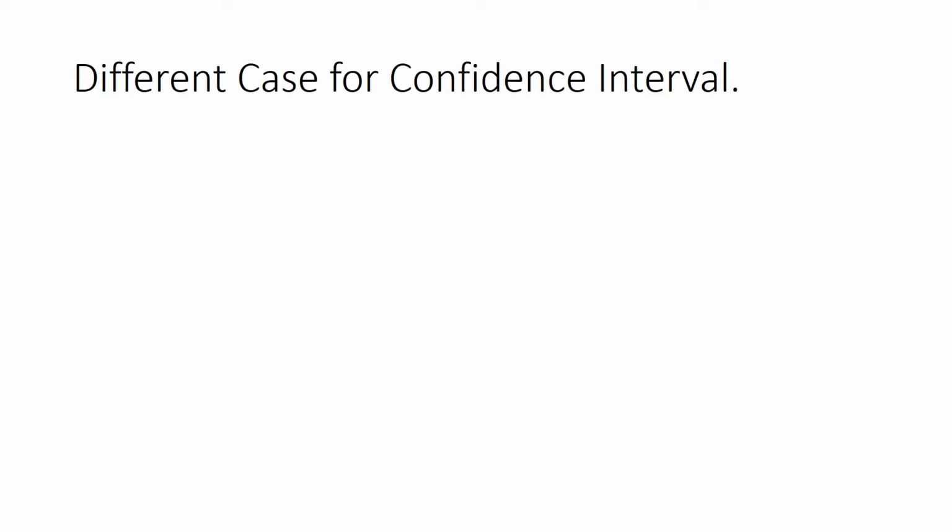So let's get started. So, a different case for confidence interval. In the last tutorial we covered the confidence interval for the z-statistic. Whenever your population standard deviation is known, we use that one. And whenever, let us assume that you don't know the population standard deviation, basically the population standard deviation is not mentioned or it is not known, then what do we have to do?